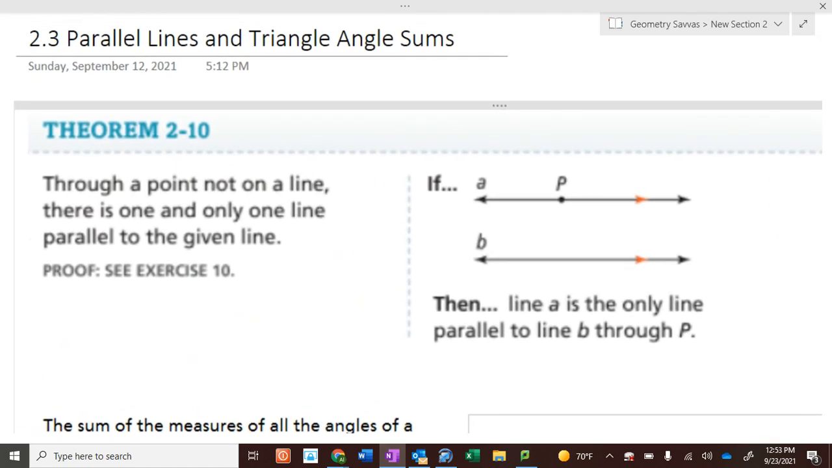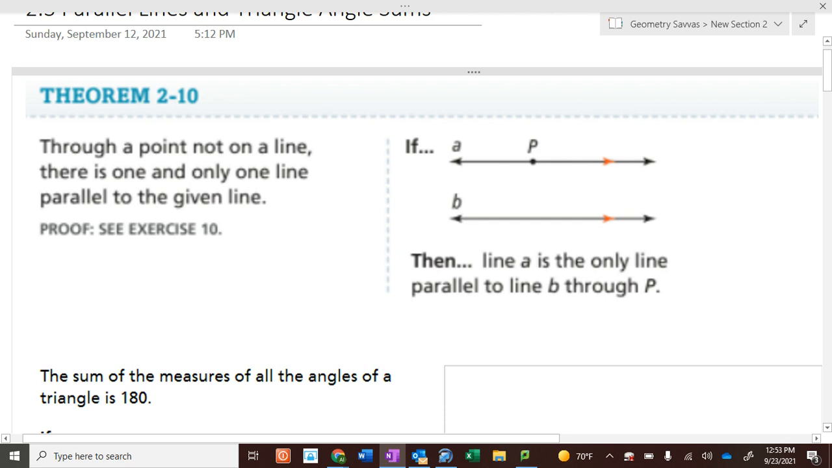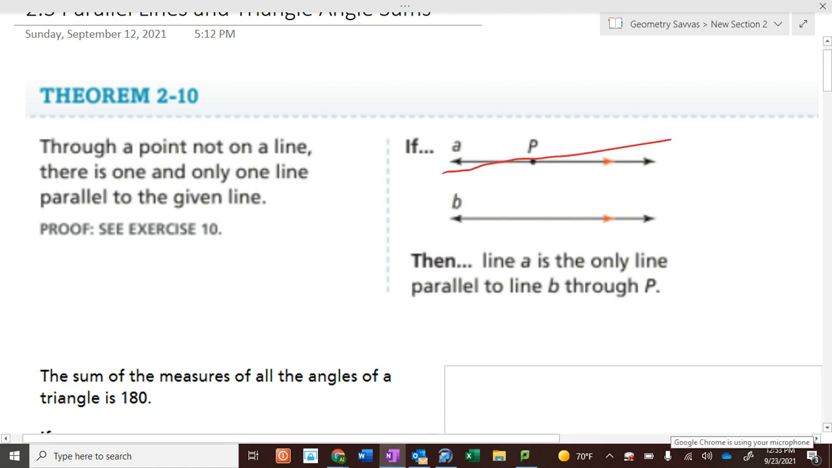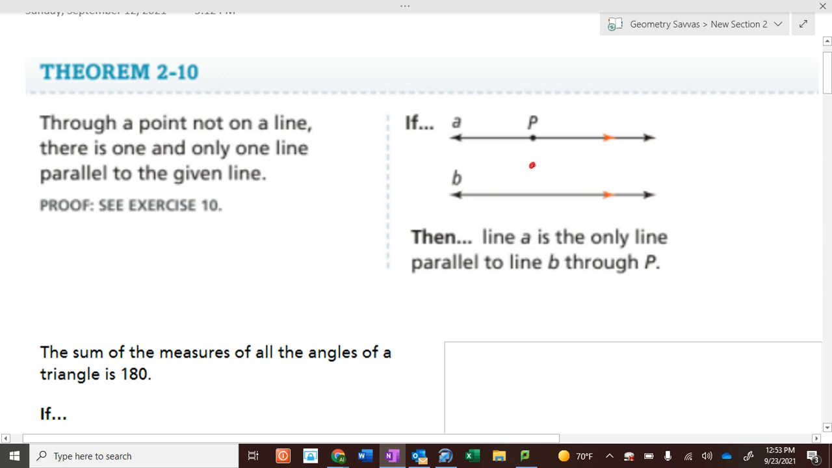Now, along with that, they have one other theorem that we're not going to look at too much, but it says through any point not on a line, so point P is not on B, there's only one line that can run through P that's parallel to B. So we cannot draw more than one line parallel. This line is not parallel to B. This line is not parallel to B. It's impossible to draw any line parallel to B besides one of them through that point. Now, if I would draw another point, I could draw a line parallel to B through that point as well, but only one can go through P.